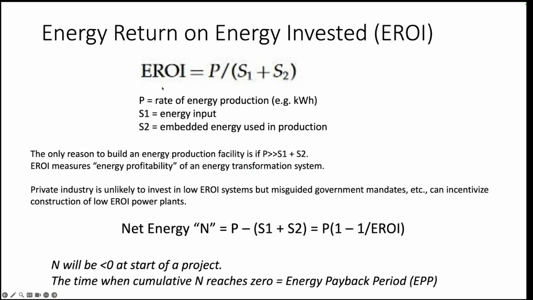So here we go. Some more equations. EROI is equal to the rate of energy production divided by the sum of energy input and the embedded energy used in production. Right? There are these two ways of energy involvement. So the only reason to build an energy production facility is if P is much greater than S1 plus S2. So in a way, it measures the energy profitability of an energy transformation system. So private industry is unlikely to invest in low EROI systems, but misguided government mandates, etc., can incentivize construction of low EROI power plants. Okay. Now, for any project the net energy N is going to be less than zero at the beginning of the project because you're using energy to build the things. And the time when the cumulative N reaches zero is the energy payback period.